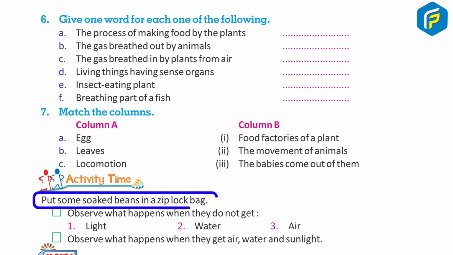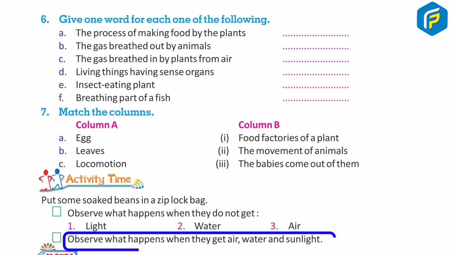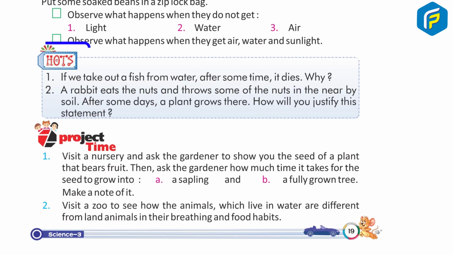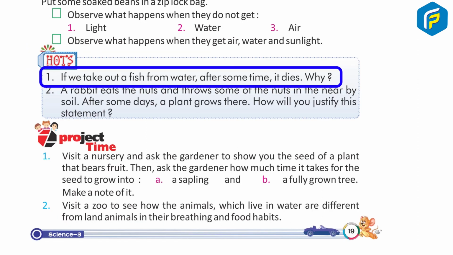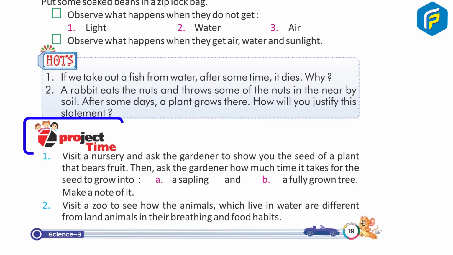Activity time. Put some soaked beans in a Ziploc bag. Observe what happens when they do not get 1. light, 2. water, 3. air. Observe what happens when they get air, water and sunlight. Odd ones. 1. If we take a fish out of water, after some time it dies. Why? 2. A rabbit eats the nuts and throws some of the nuts in the nearby soil. After some days, a plant grows there. How will you justify the statement?